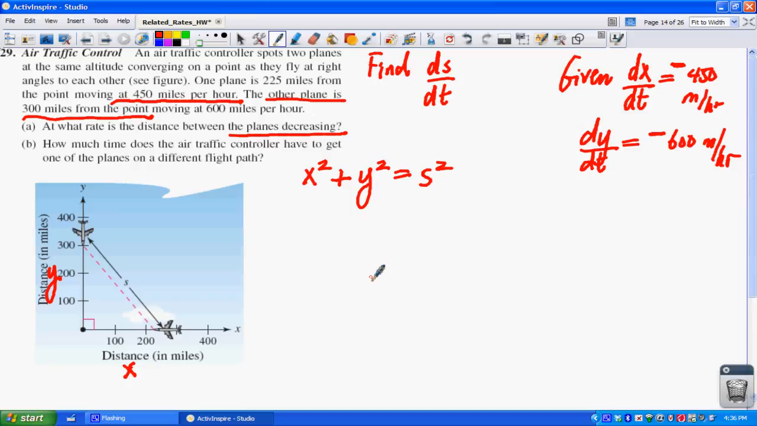And if we take the derivative of this, both left and right here, it becomes just like that problem with the cars. We should get 2x times the derivative of x with respect to time, 2x dx/dt, plus 2y times the derivative of y with respect to time. And then also note the derivative of this guy, 2s times ds/dt.